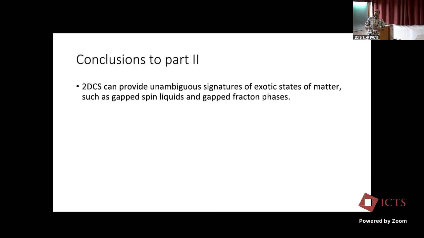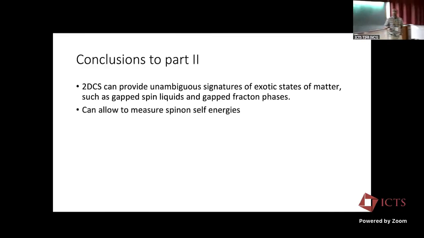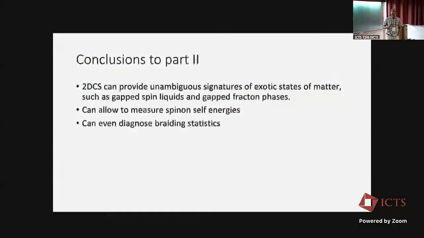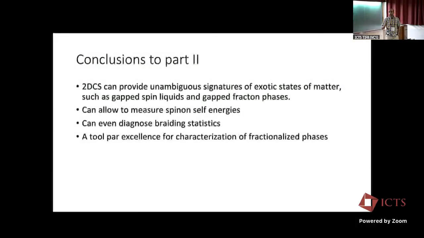Part 2 of the talk: 2DCS can provide unambiguous signatures of exotic states of matter, such as gapped spin liquids and gapped fracton phases. It can allow us to measure spinon self-energies. It can even diagnose the existence of non-trivial braiding statistics. And so really, I would say it's the tool par excellence for characterization of fractionalized phases.